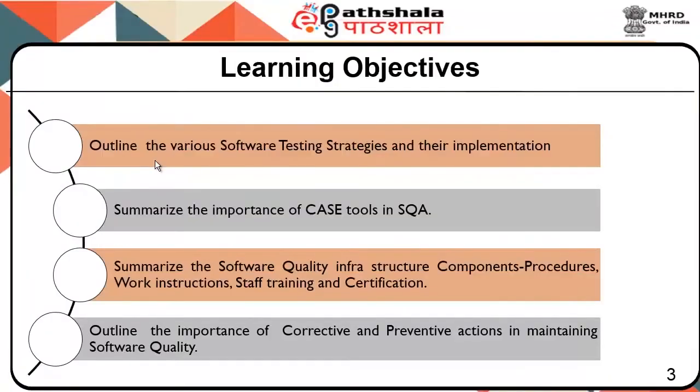Learning objectives: outline the various software testing strategies and their implementation, summarize the importance of computer aided software engineering tools in software quality assurance, summarize the software quality infrastructure components, procedures, work instructions, staff training and certification, outline the importance of corrective and preventive actions in maintaining software quality.